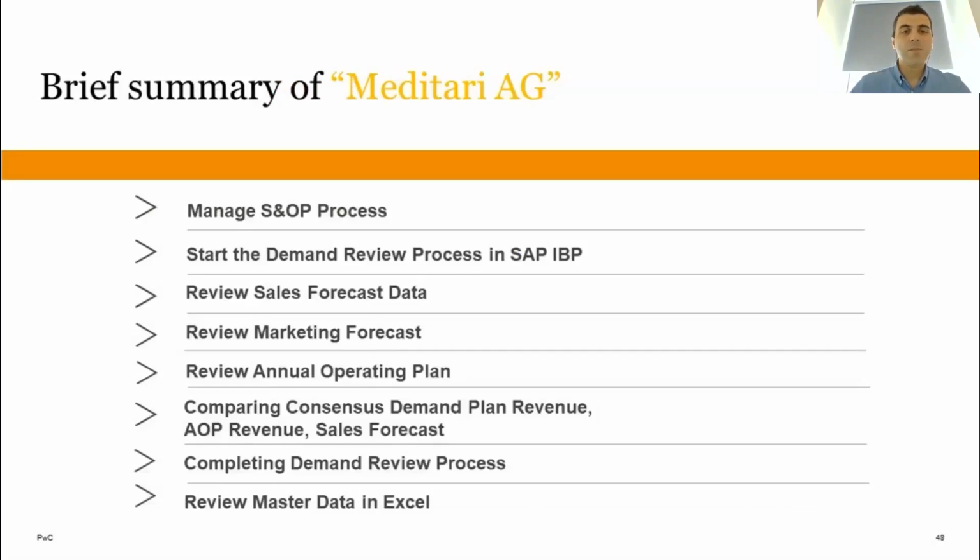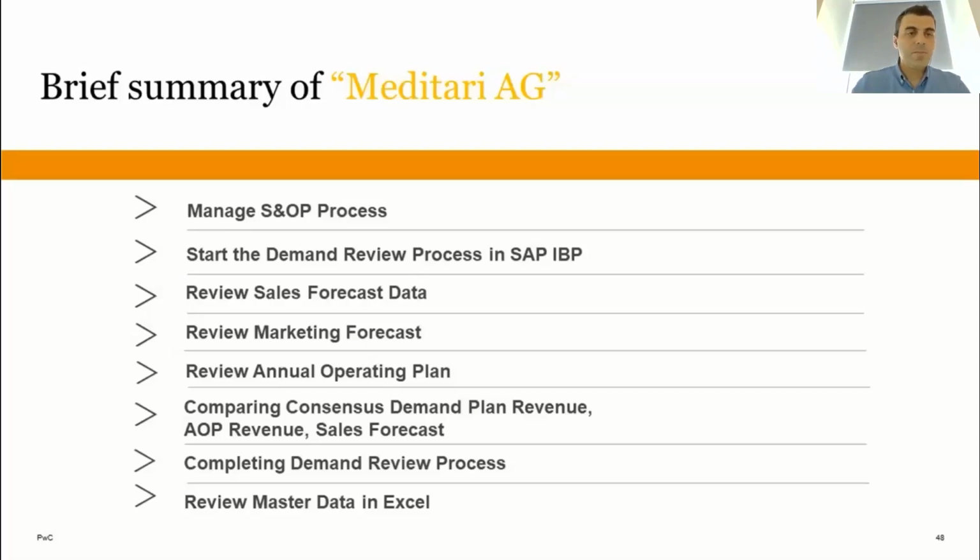We will start with a demand review process in SAP IBP. We will then review the sales forecast, the marketing forecast, and the annual operating plan. And this is what Gregor was mentioning. We will then see how you can compare and see all those figures in an integrated way, so you can see the deviations and analyze exactly what each department did. We will be completing the demand reviewing process, and we will stop with this, and I will explain why. And then we will see how we can review and even add master data in Excel.